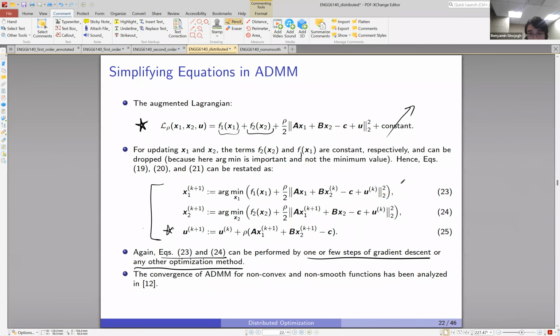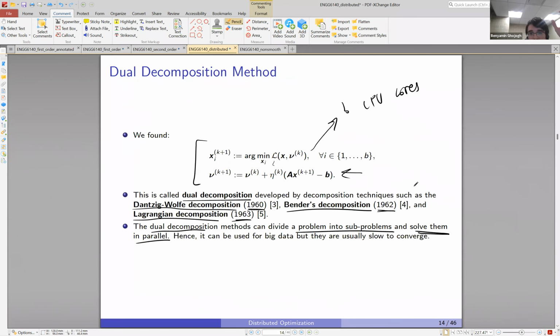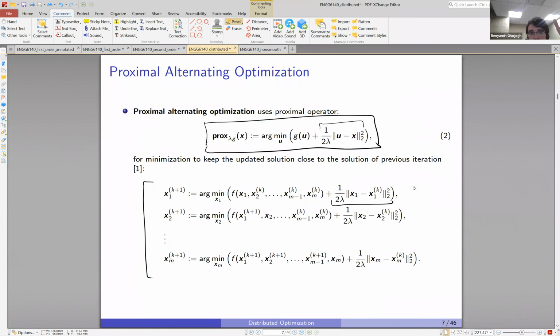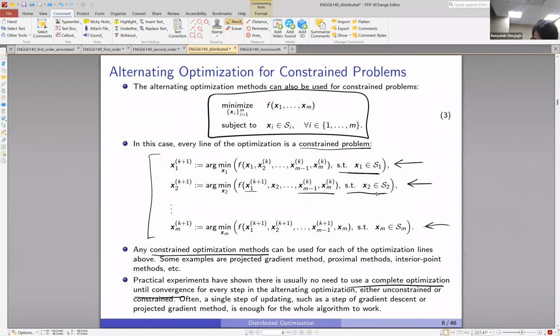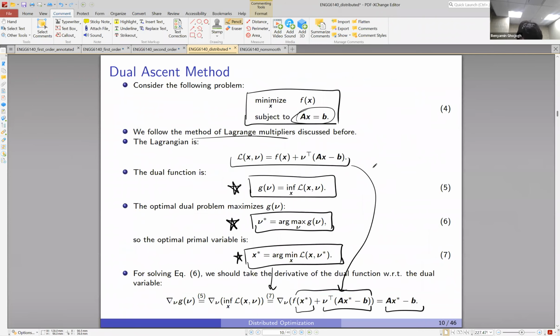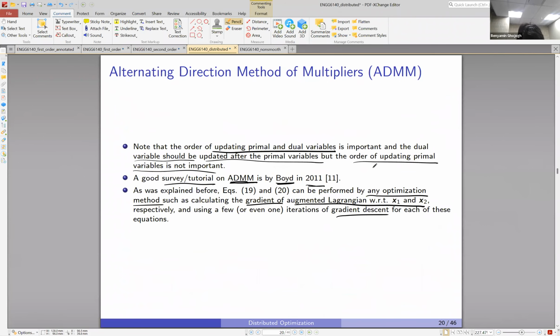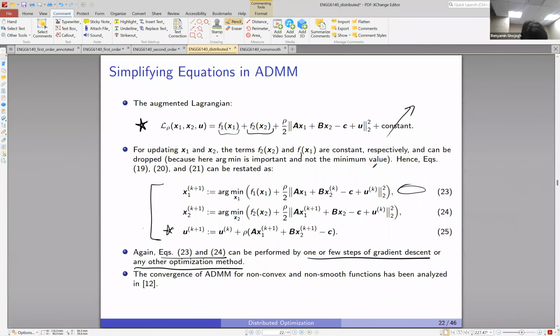And sometimes in your problems, we might have constraints here. Recall this step. If you have constraints, then you need to do, for example, a projected gradient method. You need to use some algorithm for constrained optimization. As for the convergence of ADMM, if you want to see the proofs for convergence on non-convex and non-smooth functions, it has been analyzed in reference 12.